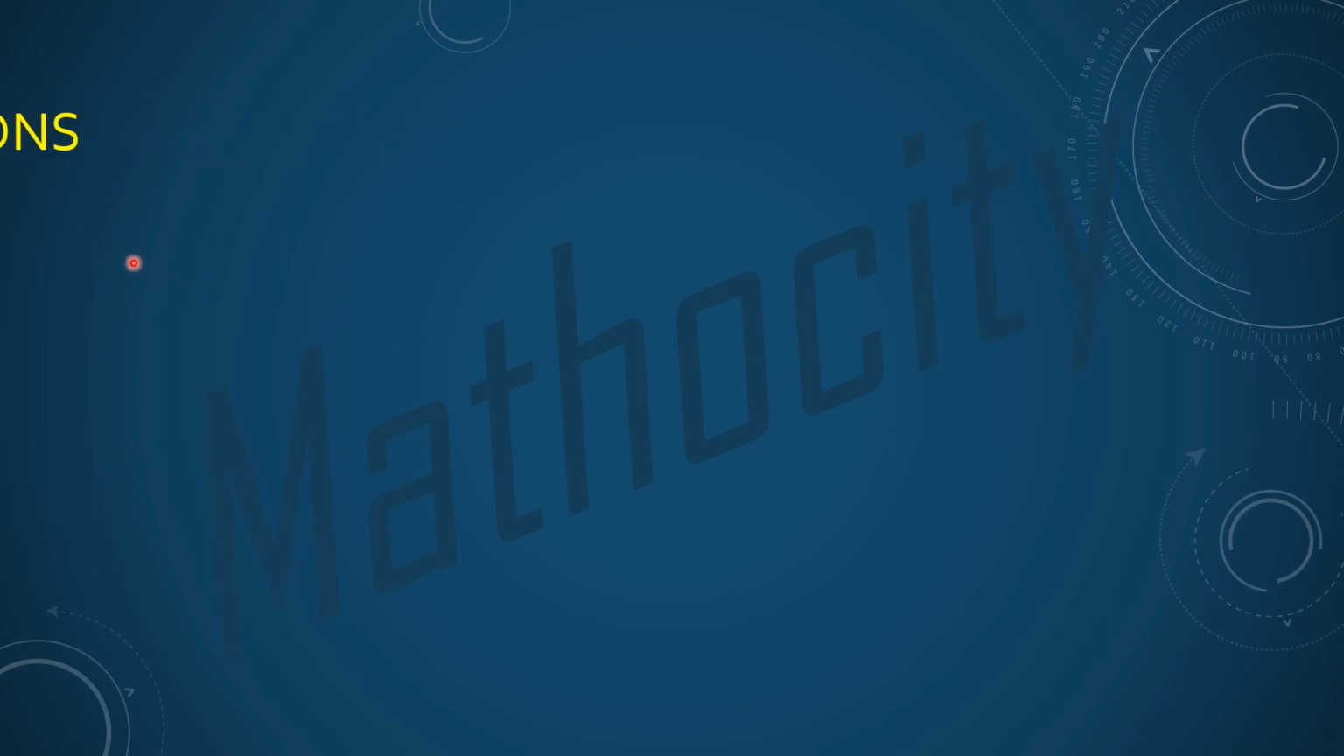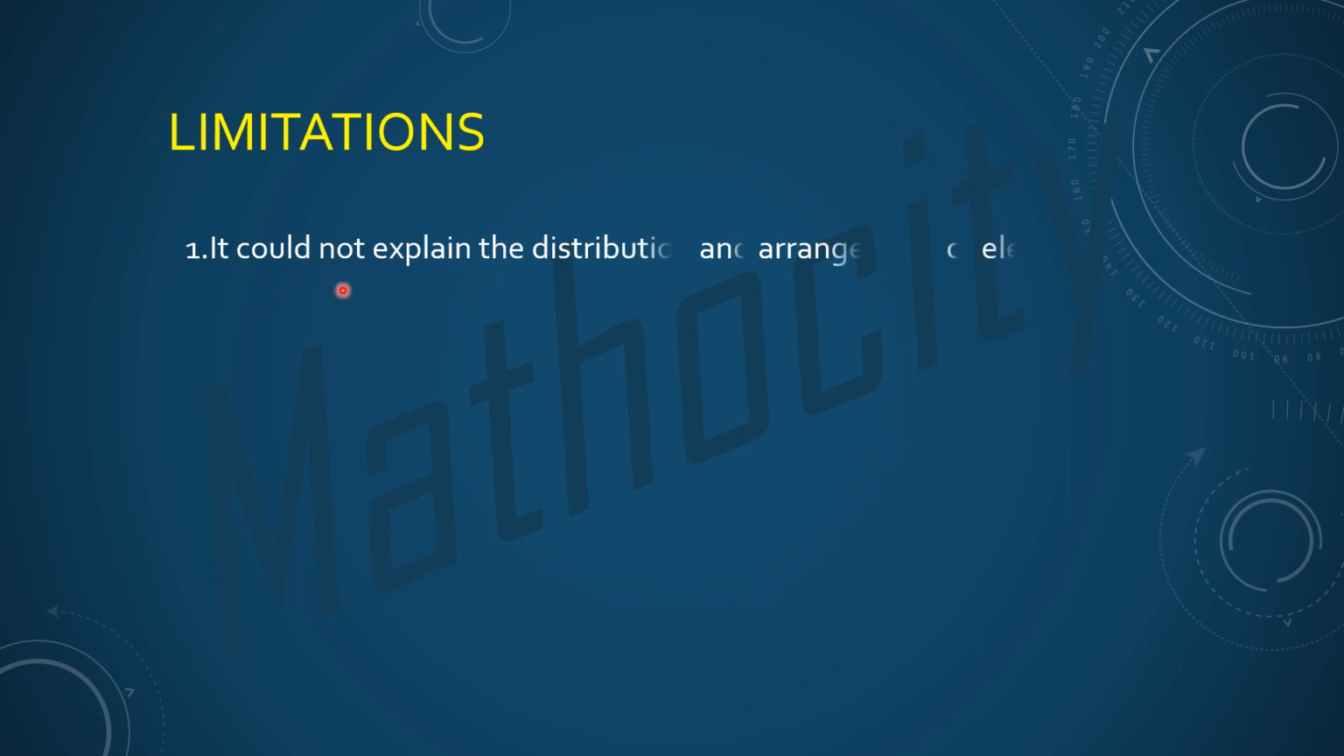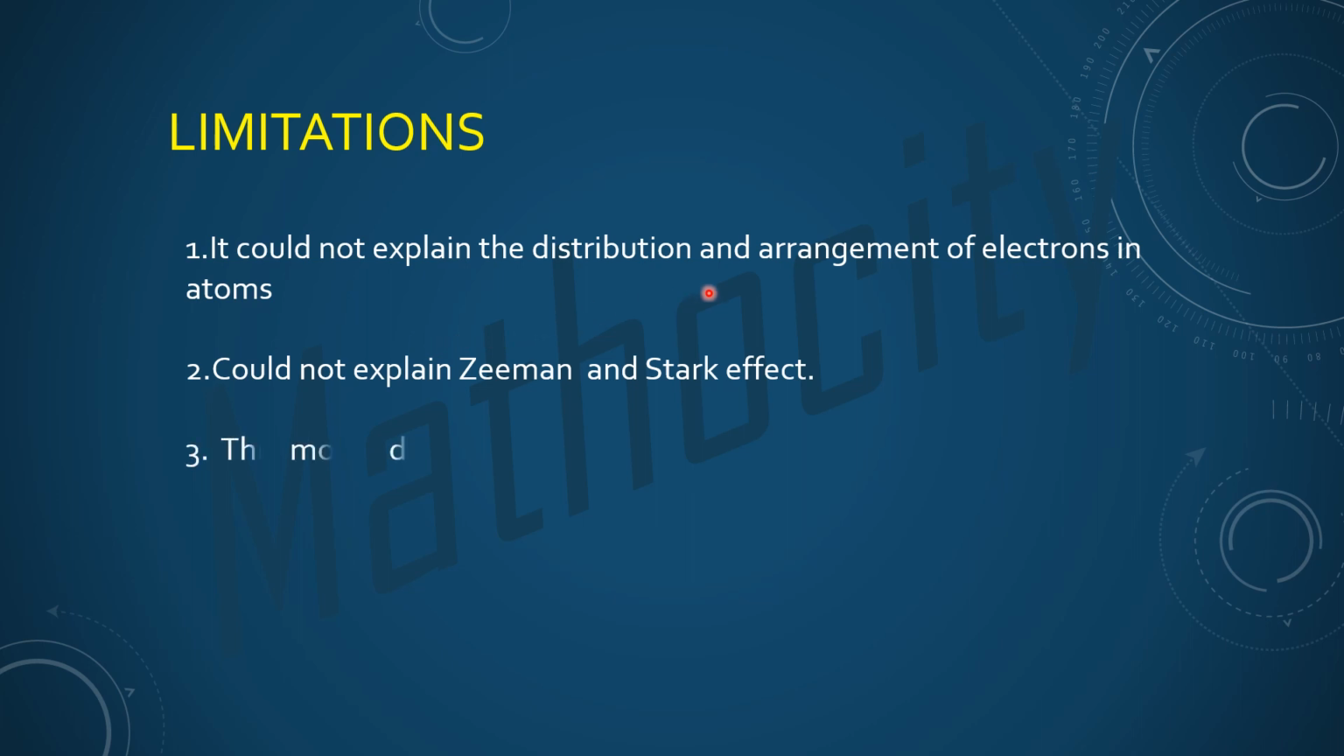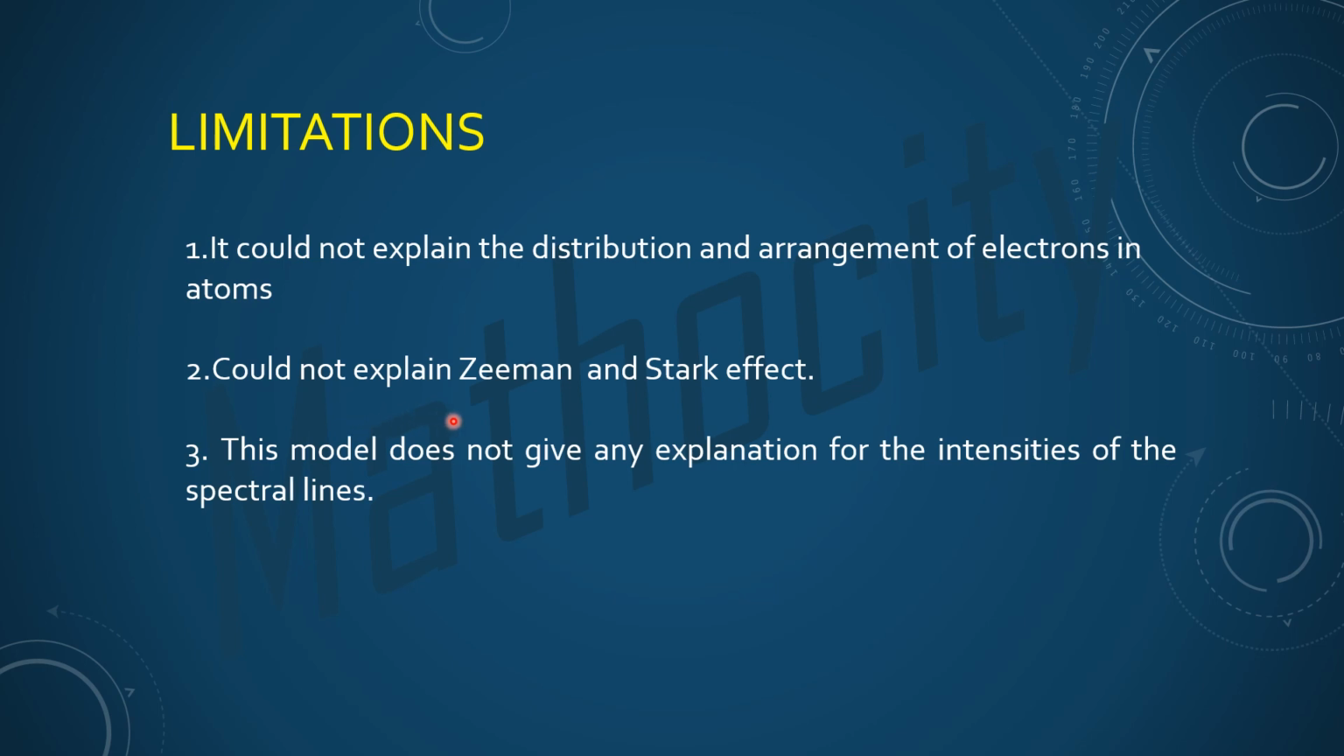What are the limitations of the Sommerfeld atomic model? Let us discuss them. See, it could not explain the distribution and arrangement of electrons in atoms. Next, the second one: it could not explain the Zeeman and Stark effect. Next, the Sommerfeld atomic model does not give any explanation for the intensities of the spectral lines.